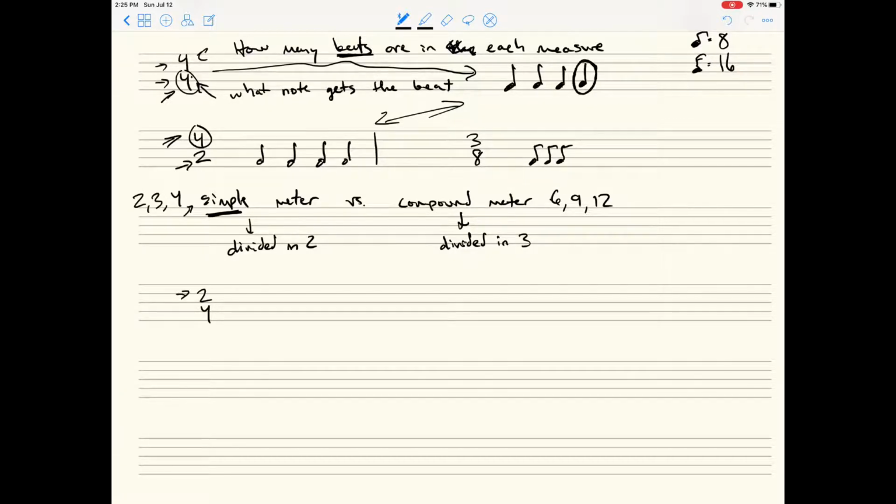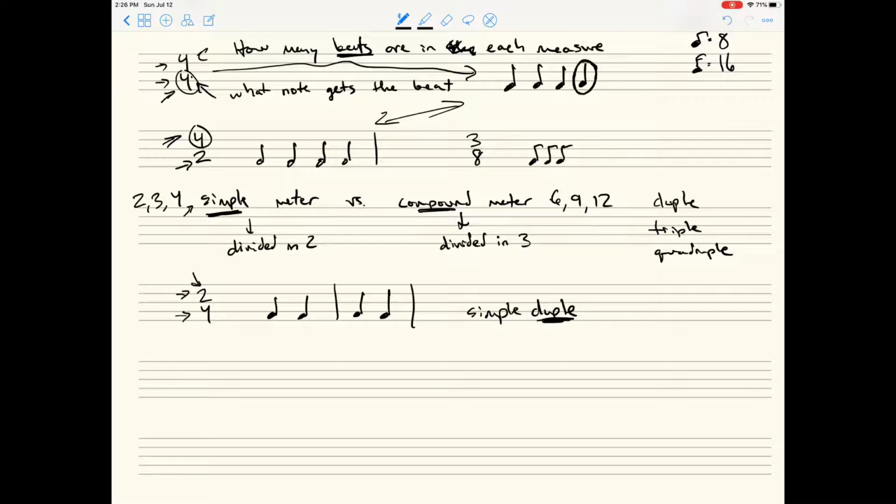This means I have 2 beats in a measure, and the quarter note gets the beat. So that would look like this. I'm going to introduce another thing. In addition to simple and compound, we can designate whether our meter is duple, triple, or quadruple. The reason I started with 2/4 is because this is an example of simple duple.